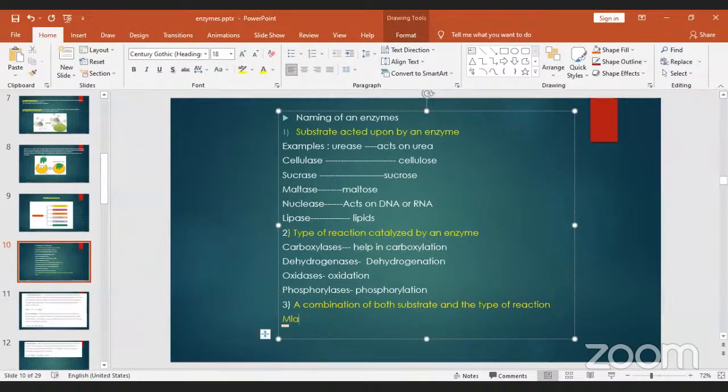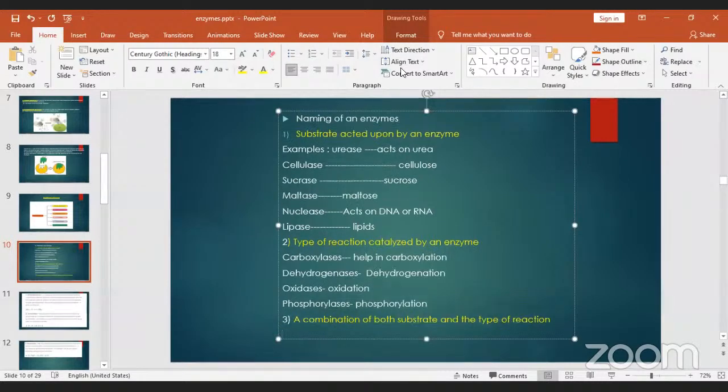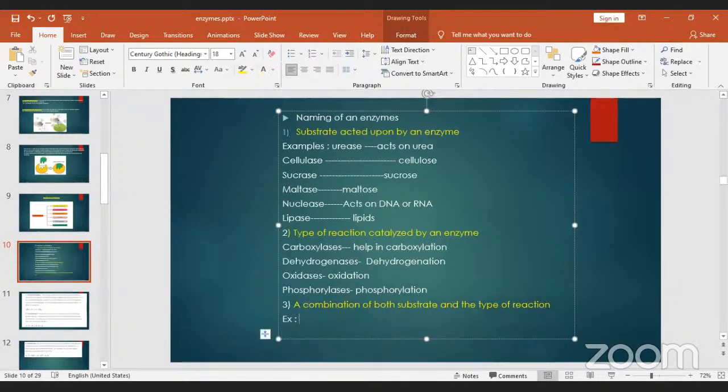Malate dehydrogenase, it is an enzyme. It helps in malate dehydrogenation.